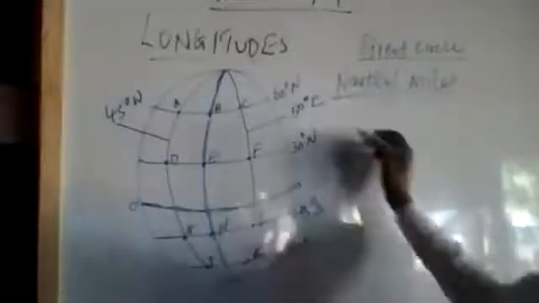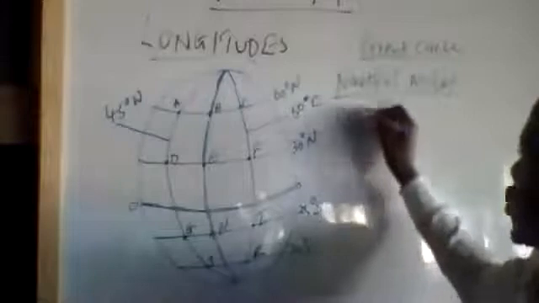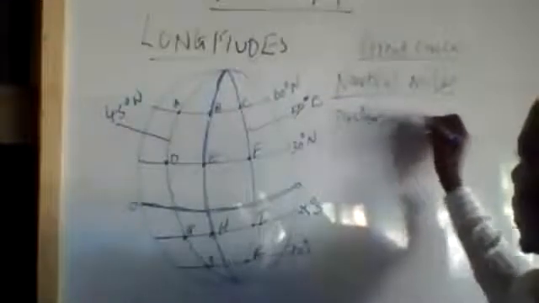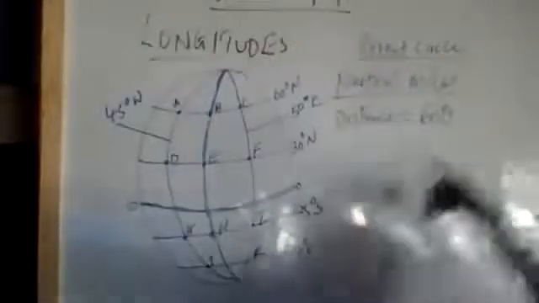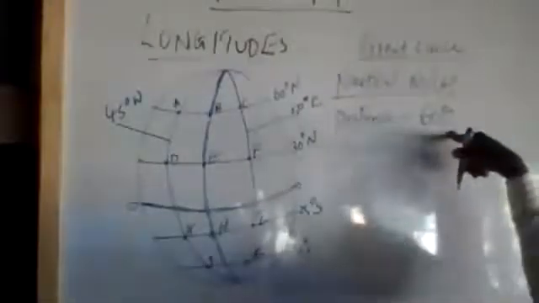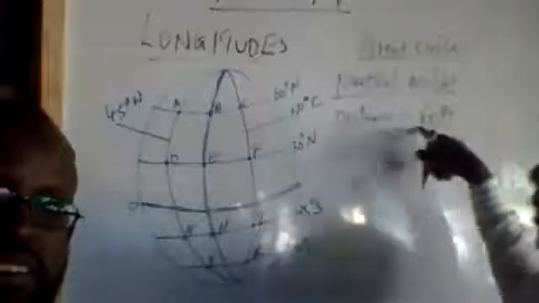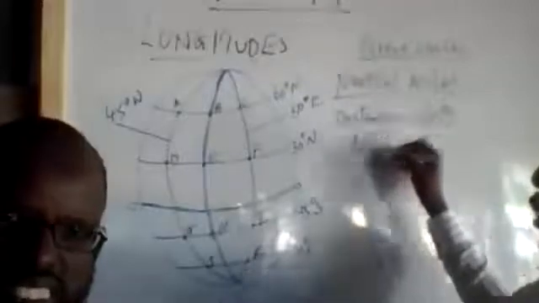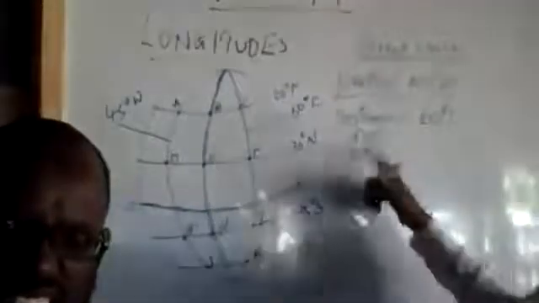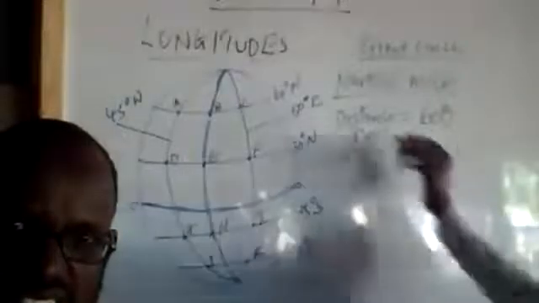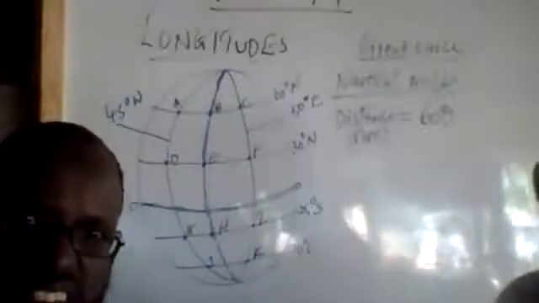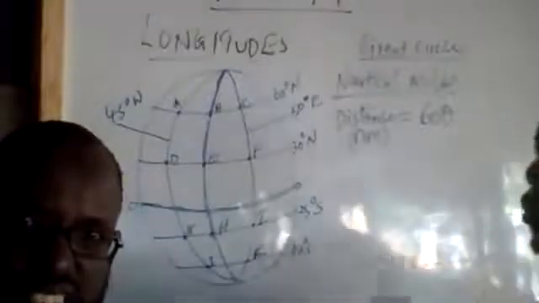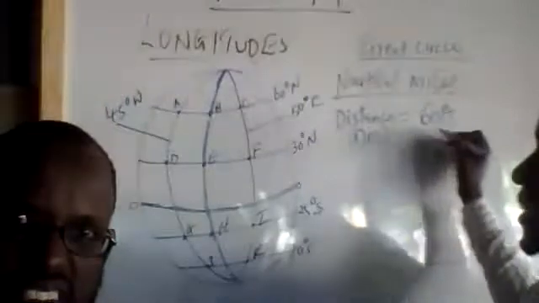It is very easy. What we do, distance is going to be 60 times theta. That is the formula we are going to use there. 60 times theta. That is how we get the distance in nm. Nautical miles is abbreviated as nm. So to calculate the distance in nautical miles from one point to the other, so long as we are on the great circle, we are going to use 60 theta.